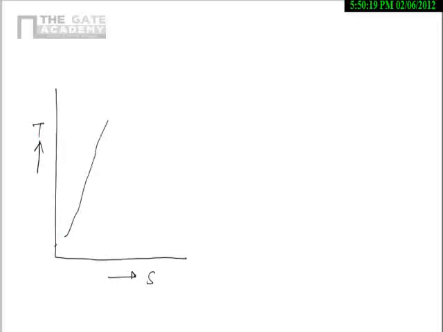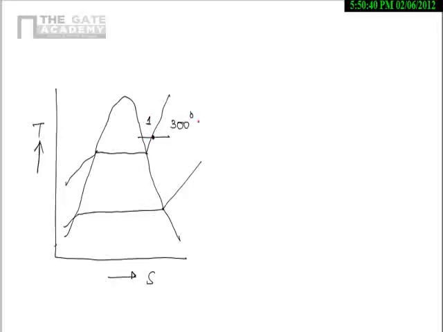So now for this process, I am just drawing the TS and HS diagrams. TS diagram first. We already discussed that this is the way we can draw the TS. This one is the constant temperature lines here. And suppose I am having state 1 at 300 degrees centigrade, and this one is at 40 degrees centigrade.